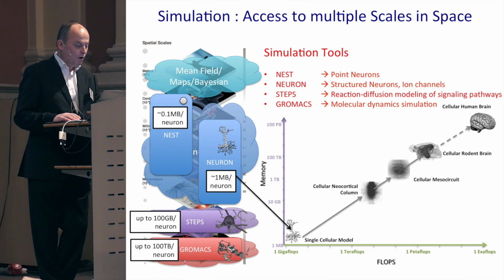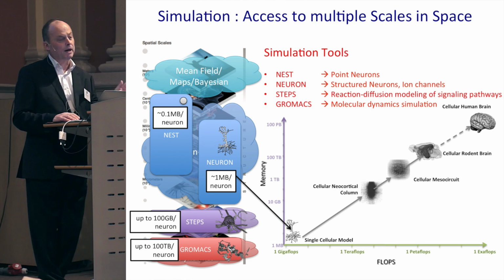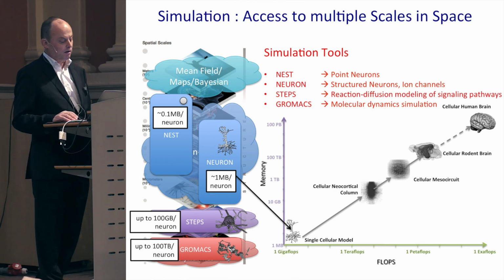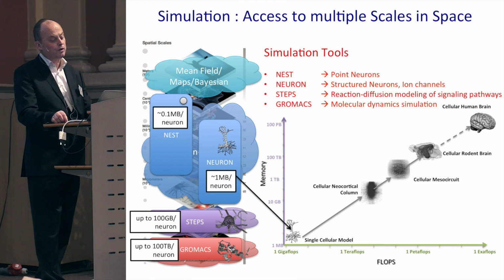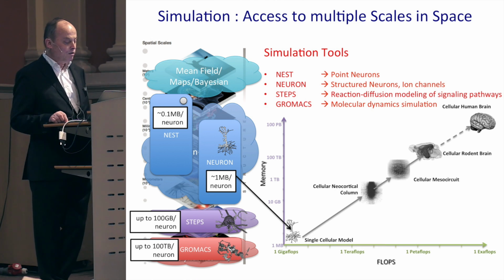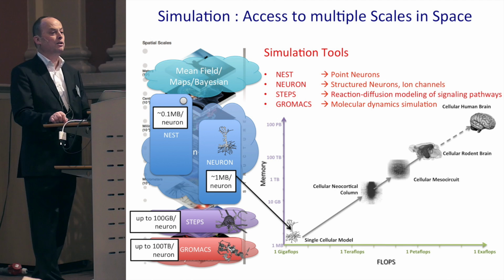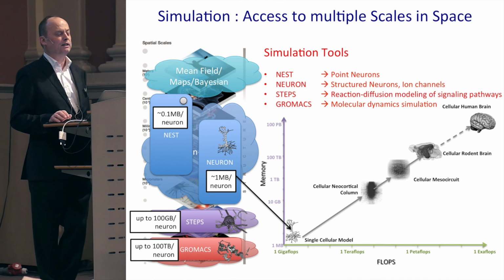Now, it's interesting that for all those approaches, there are tools available. I already mentioned NEST for so-called point neurons, where you do not look into the biophysics of the cell. The other one is NEURON, where you actually do look into the structure of the neuron. There is STEPS for the reaction diffusion approach, and GROMACS for the molecular approach. It's interesting to see that, depending on the tool you choose, the memory you need to describe a neuron is vastly different. There's a huge difference.